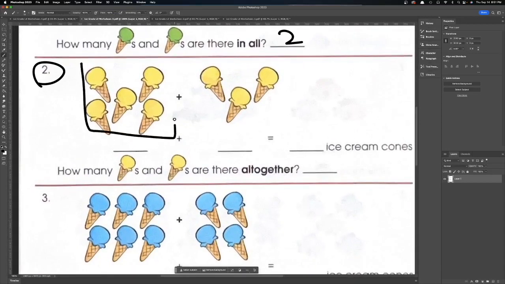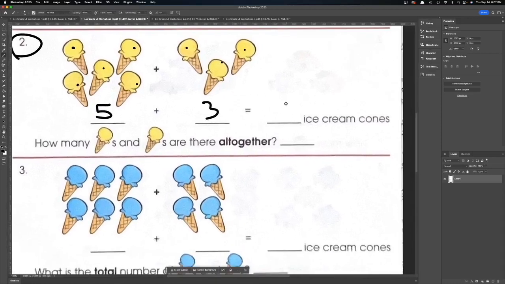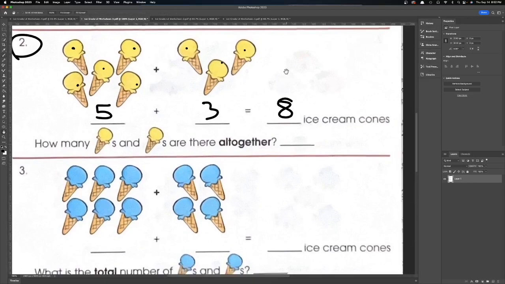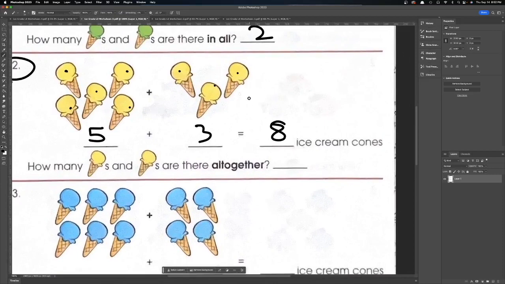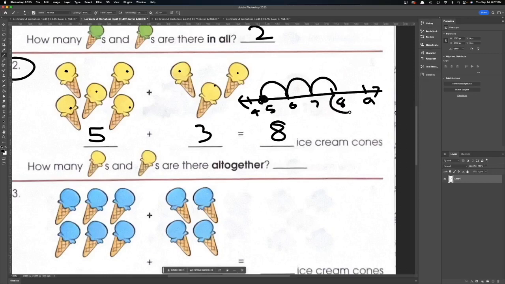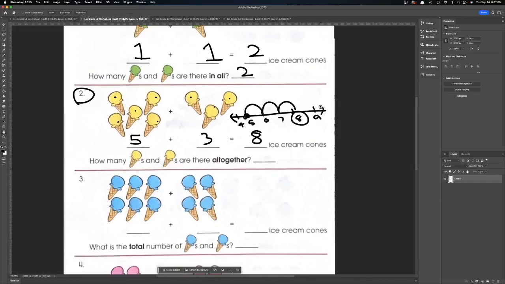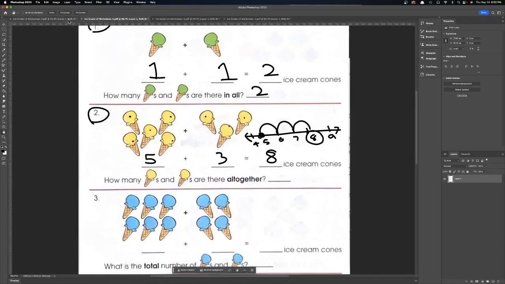Now on the left side, we have 1, 2, 3, 4, 5. That is 5 ice creams on the left, and 1, 2, 3, 3 ice creams on the right. And we add them together. We can do some mental math again and arrive at the answer 8. Or we can just do some number line math. We start on 5 and we add 3, so we go to the right 3, 1, 2, 3. We end on 8. Alright, that is the third worksheet done.